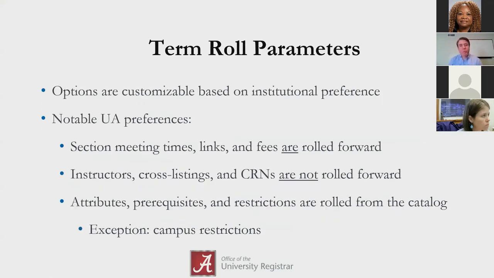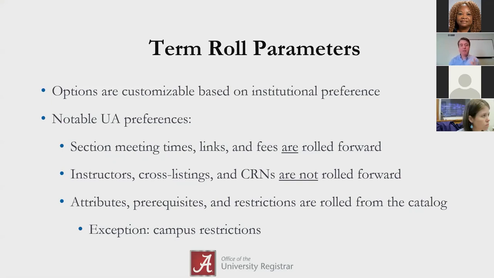Most of the term roll parameters are customizable based on your preference. Some of our key preferences are as follows. We roll forward our section meeting times, our links, and our fees. We do not roll forward instructor information, cross listings, and the CRN number. We roll forward course attributes, prerequisites, and restrictions at the catalog level.